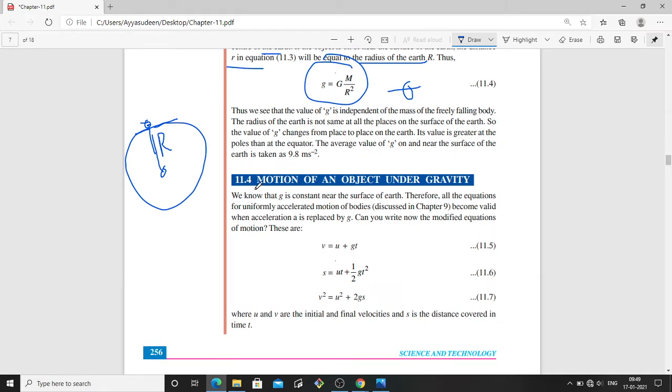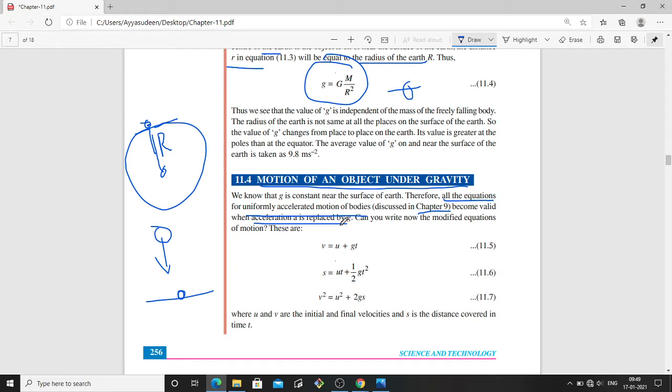The next topic is motion of an object under gravity. We know that g is constant near the surface of the earth. So all the equations for uniformly accelerated motion of bodies become valid when the acceleration a is replaced by g. We discussed this in chapter 9.